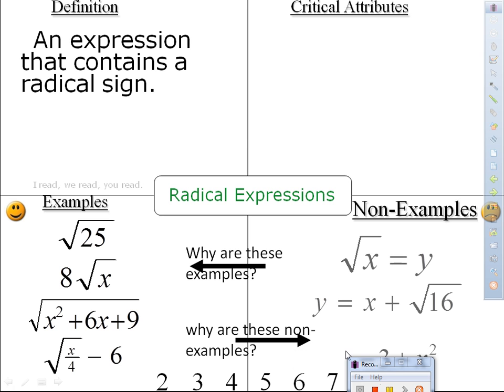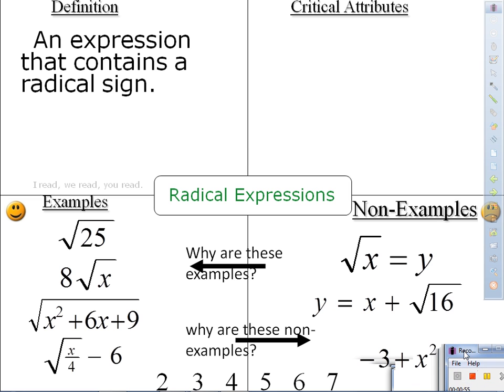Non-examples, let's see. We got square root of x equals y, equals x plus square root of 16, and negative 3 plus x squared. Think about it. Why are those non-examples? And I'll give you some time to copy that.